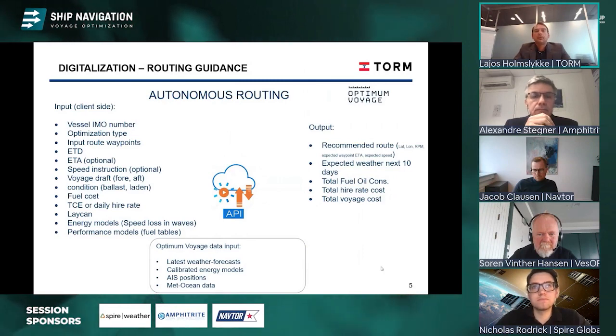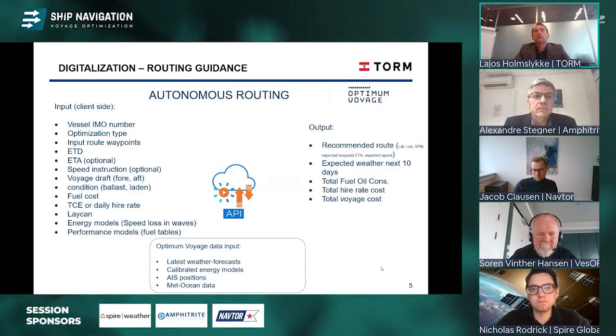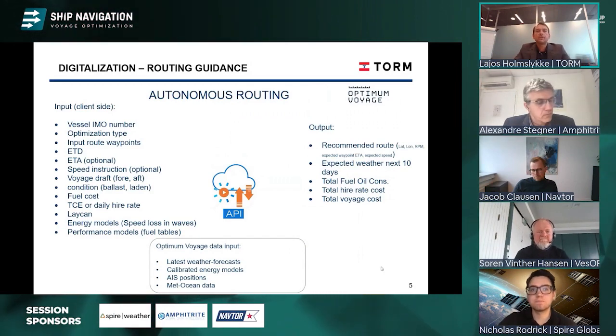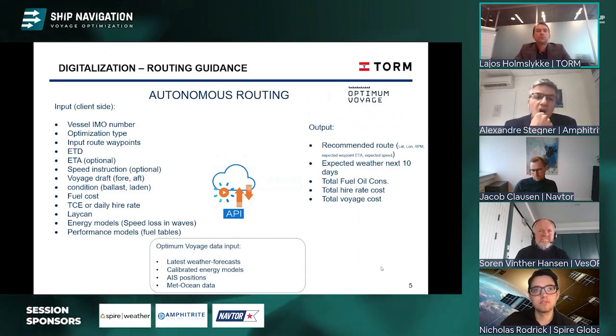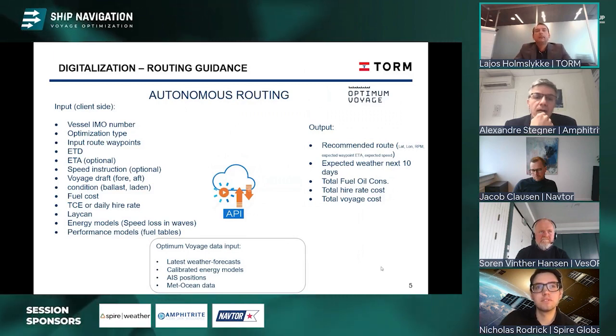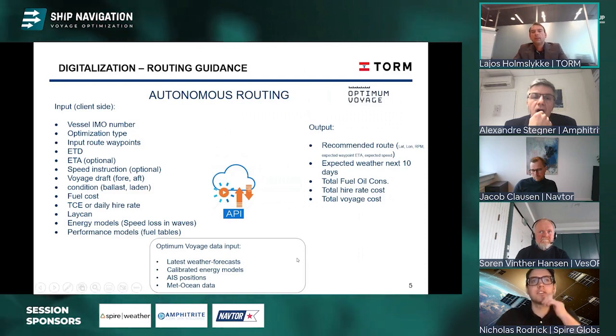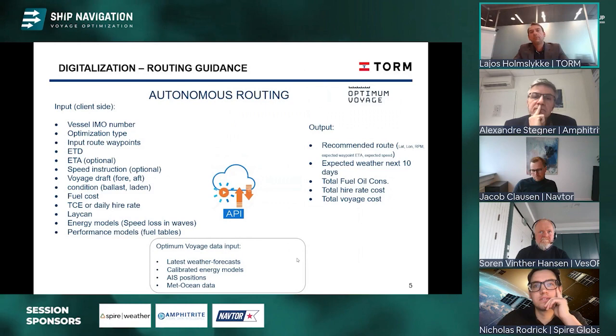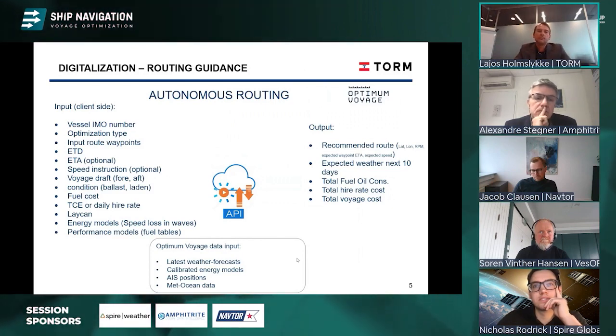When we speak about our routing, this is also a fully automated process. We collect data from all our different systems, and via API, we submit it to our vendor. Our vendor then crunches the data and calculates a proposed most optimum route. We then take it back in our systems, and we will be the one sending it to the vessel so that they can incorporate it into their systems.